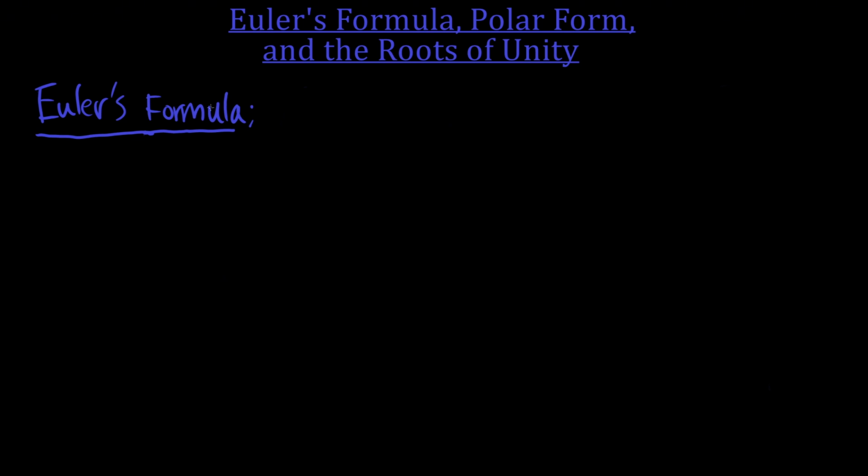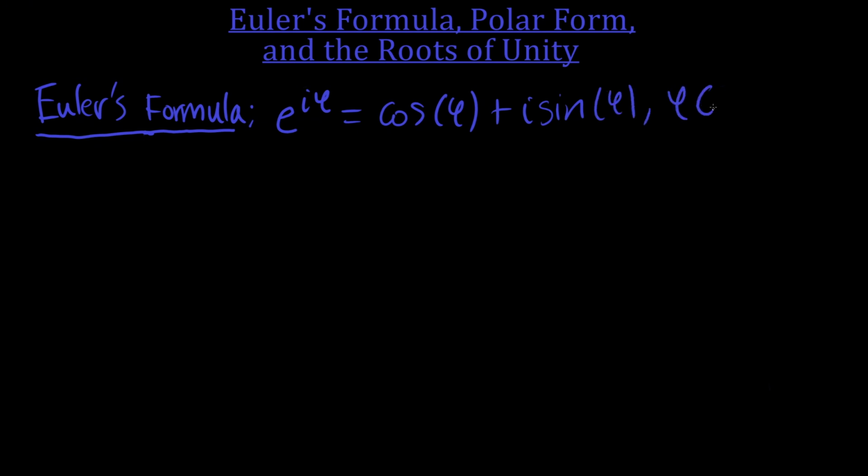So the formula is as follows. It's e to the power of i phi equals cosine of phi plus i sine of phi, where phi is a real number. Great. So it basically relates an exponential expression to a trigonometric expression. Now let's see if we can use the formula to represent complex numbers in a new way.